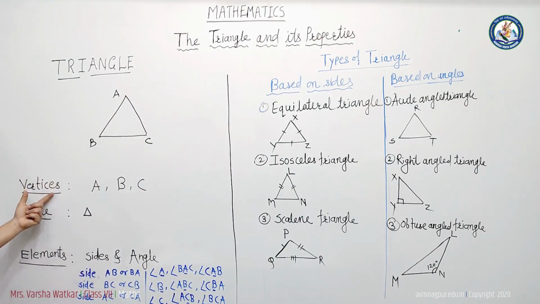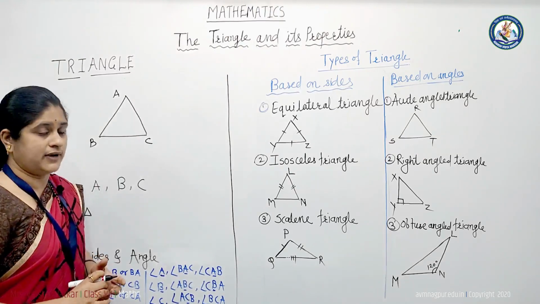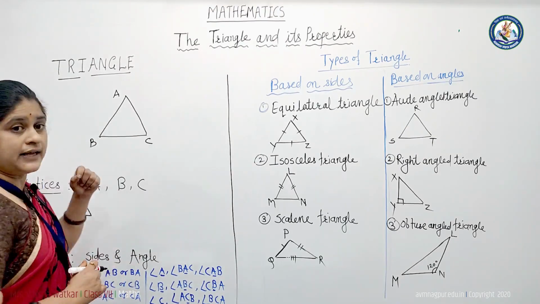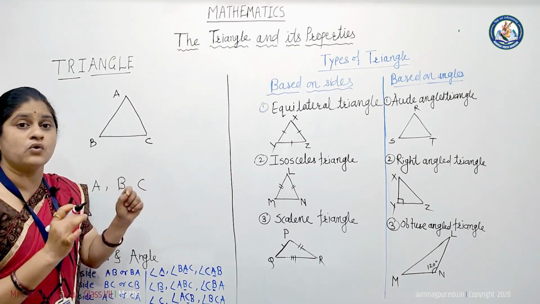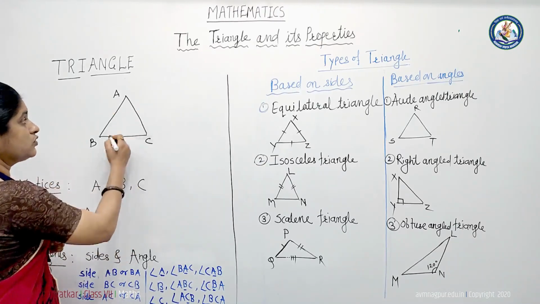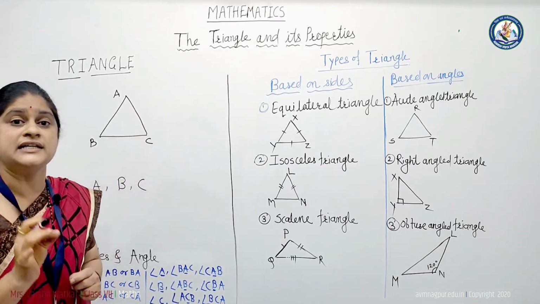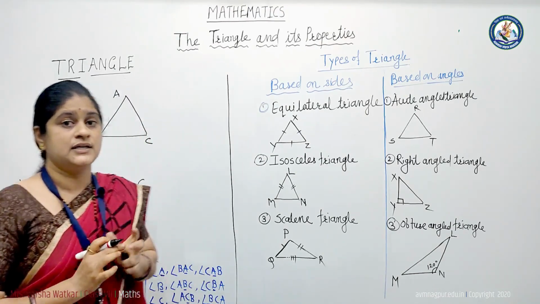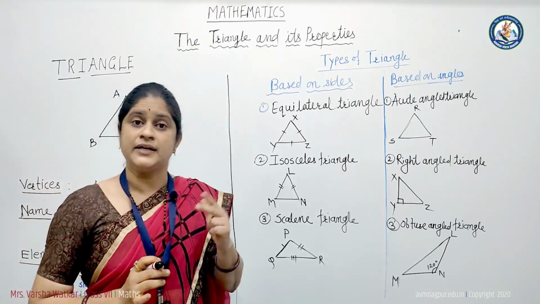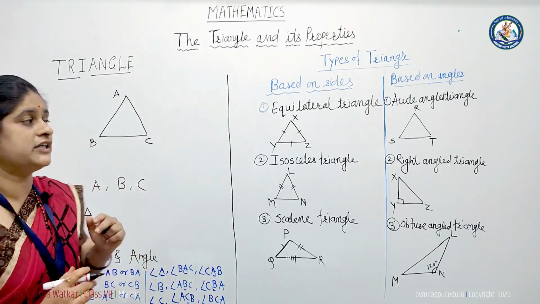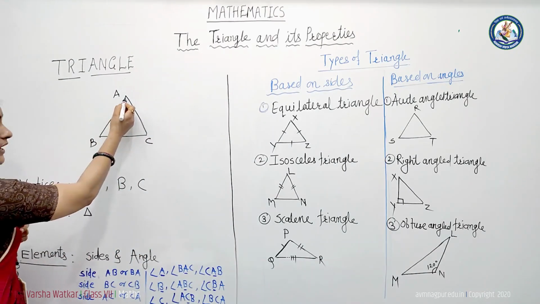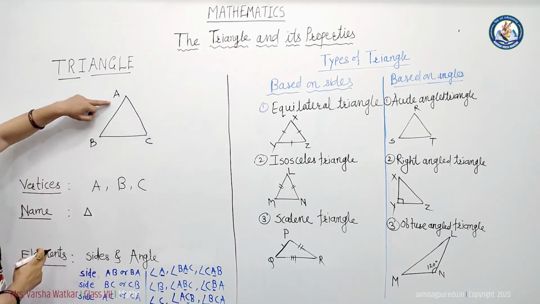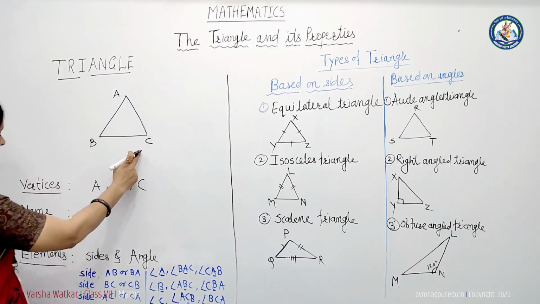So what are the vertices of a triangle? What are the names of the triangle? What are the elements of the triangle? We will understand one by one. A triangle is a simple closed figure formed by joining three line segments. Now, what are the vertices of a triangle? The three non-collinear points that we had taken earlier are the vertices of the triangle. Vertices means point A, point B and point C.